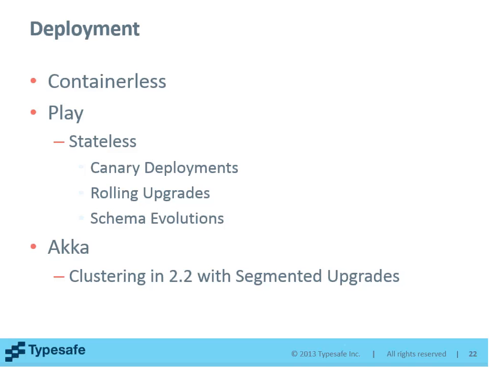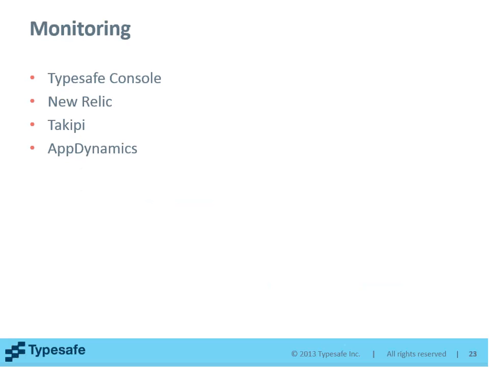With Akka and Scala, you could, of course, fit those into whichever model you want to use for how you do your deployment. Play includes Akka, so if you're doing Play with Akka, then your deployment would be the Play containerless way. So then for monitoring, there's a number of third-party tools that support the Typesafe platform.